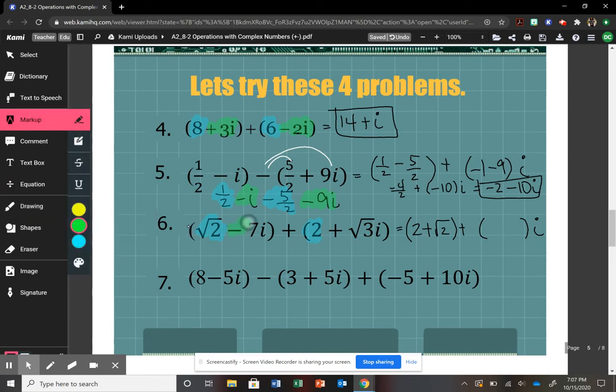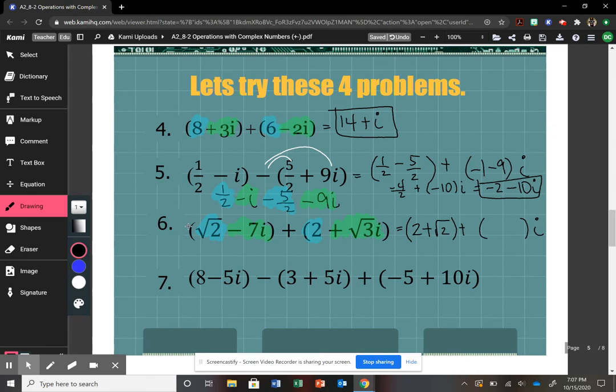All right, so the imaginary part is negative 7i and the positive square root of 3i. Okay, so that means I have negative 7 plus the square root of 3. Okay, and now on the calculator we can punch in 2 plus square root of 2, but I want an exact answer, so I could just leave it like this. Okay, this is the real part being added together and the imaginary parts being added together. Sounds like a lot, right? All right, here we go.